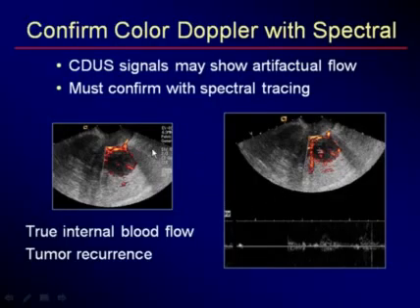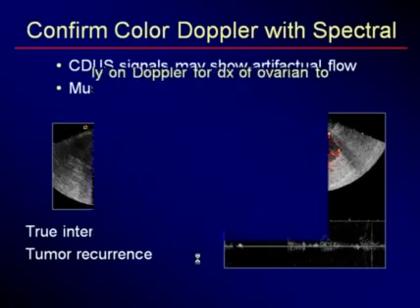Here's another case where there was a pelvic mass that seemed to have some blood flow. This is a power Doppler. Well, we do a spectral tracing and we see for sure there is arterial flow, and this now is a solid adnexal mass, which turned out to be a tumor deposit in the pelvis.